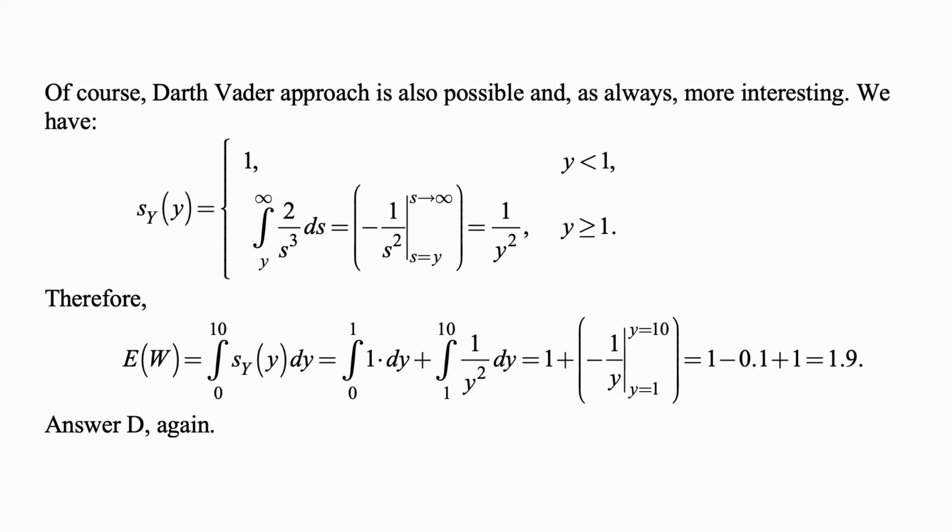And the first integral is 1, and the second one is minus 1 over y evaluated from y equal to 1 to 10. So that's minus 0.1 at 10, and then we're subtracting the value of negative 1, so we get plus 1 at y equal to 1. So it's 1 minus 0.1 plus 1, and it's 1.9, and that's answer D again.